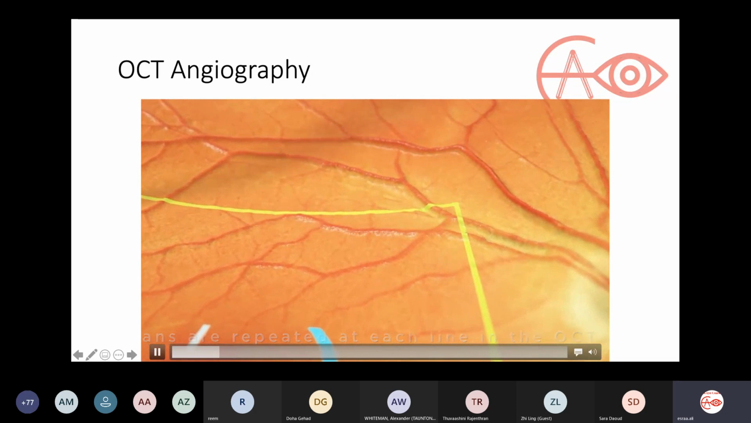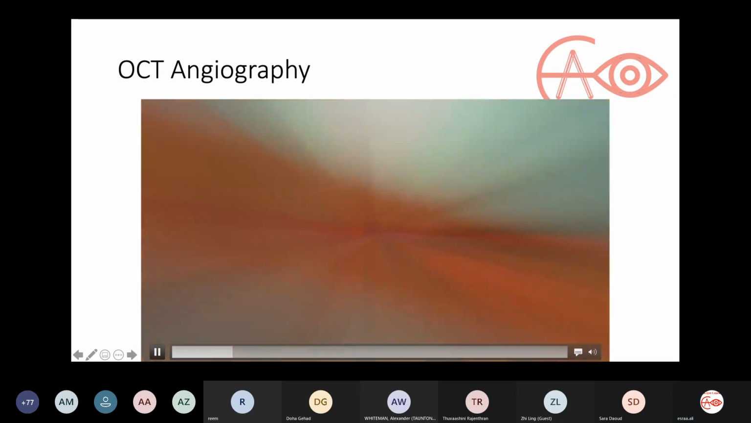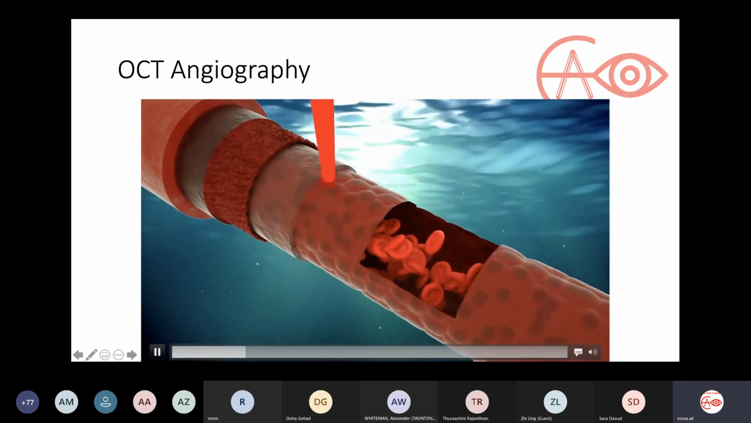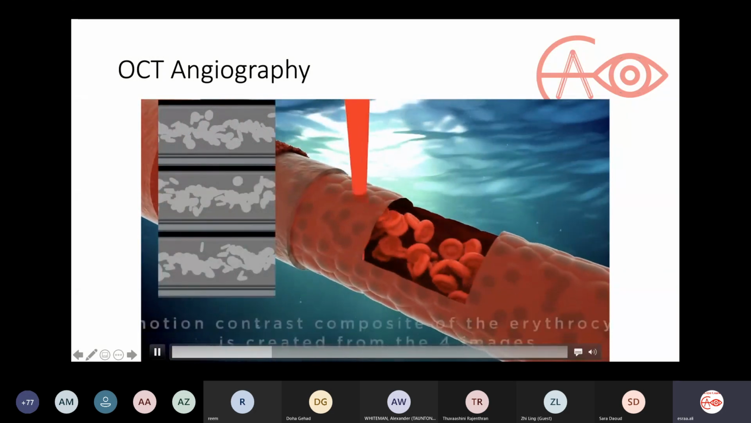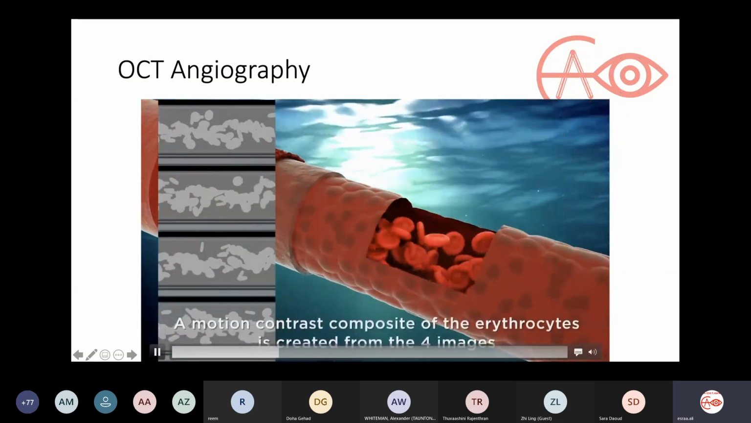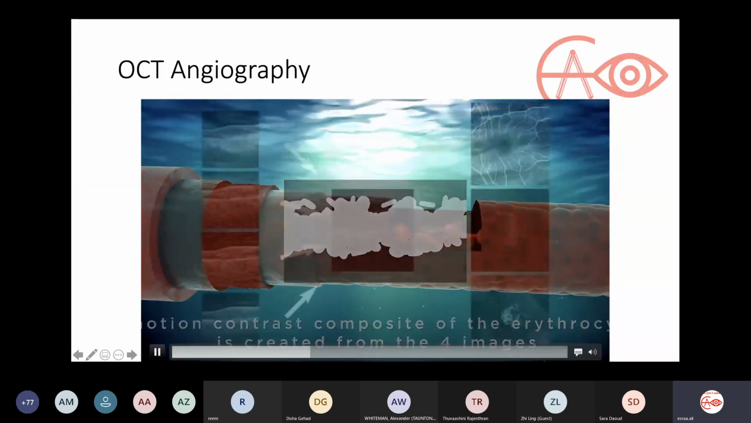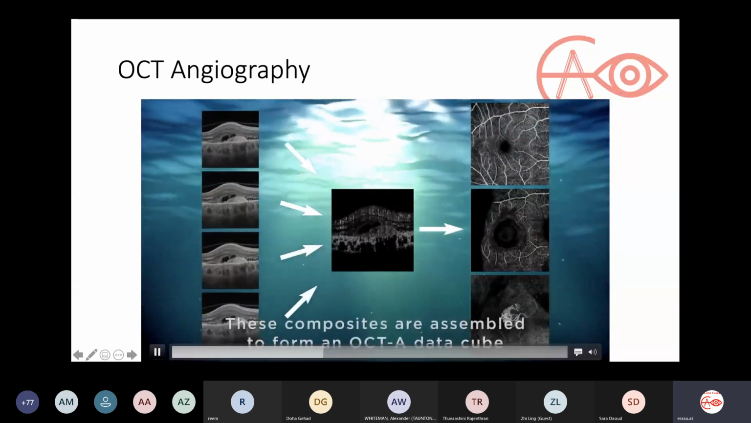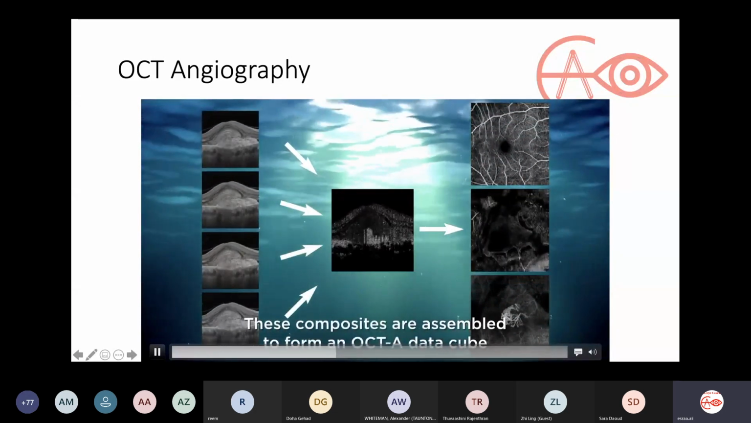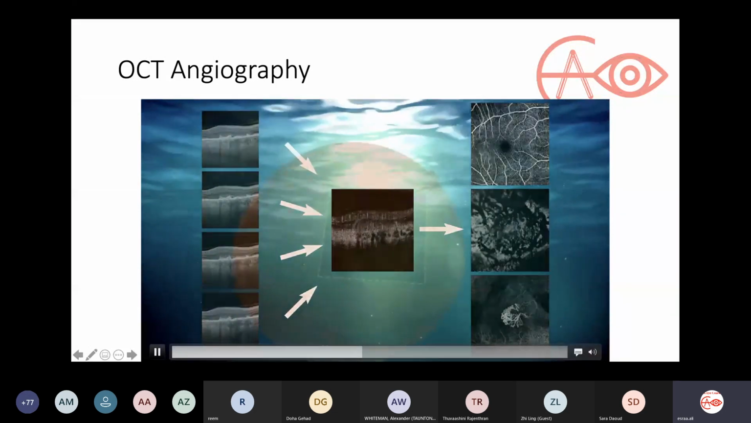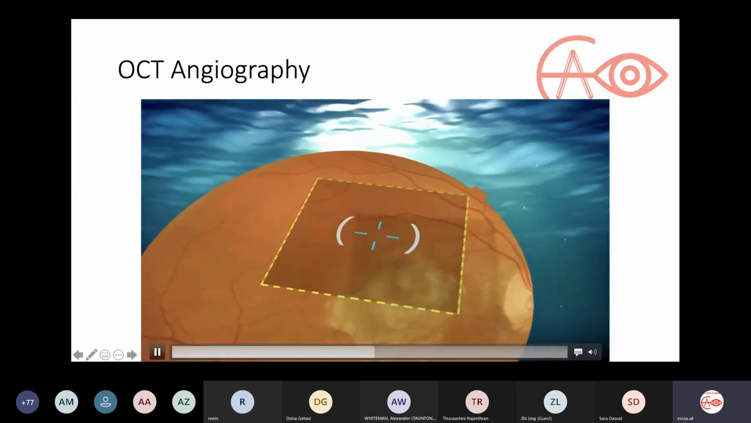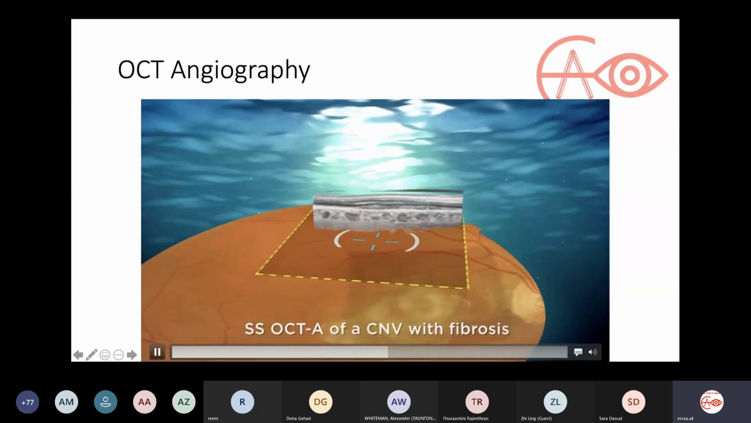We're taking scans at each line, very small line. This scan is passing over a capillary. The RBCs are moving inside the capillary, and then we will make a motion contrast image of all the images that were taken, and this will show us how the blood vessel looks. So it will show us what's happening, and we can take multiple sections, and we know what layer is having the abnormal part.